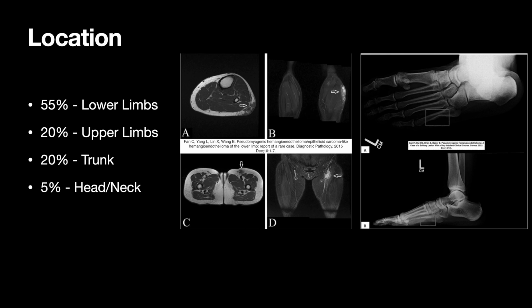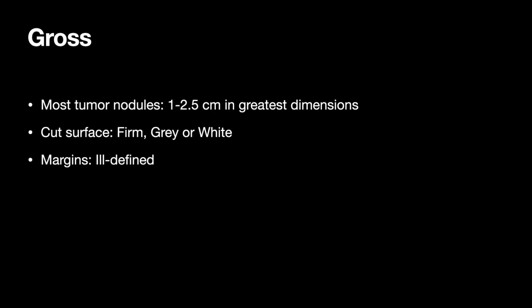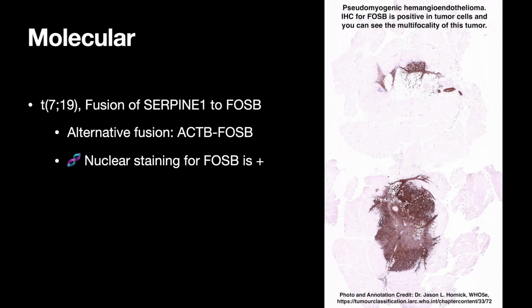Location-wise, 55% occur in the lower limbs, 20% in the upper limbs, 20% in the trunk, and 5% head and neck. And so in the lower limbs, we can see some pseudomyogenic hemangioendothelioma. Here's one in the subcutaneous tissue, here's one in the bone. You can see the lesion right here as well on the foot. Grossly, most tumor nodules are 1 to 2.5 centimeters in greatest dimension. The cut surface is firm, gray or white, and the margins are ill-defined.